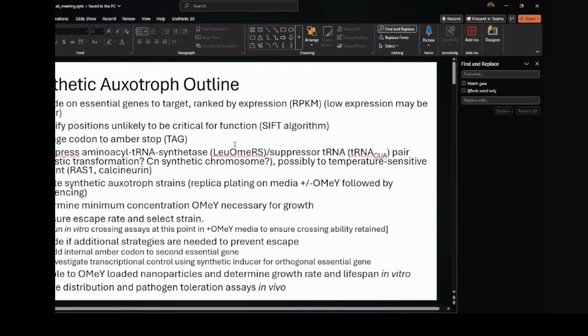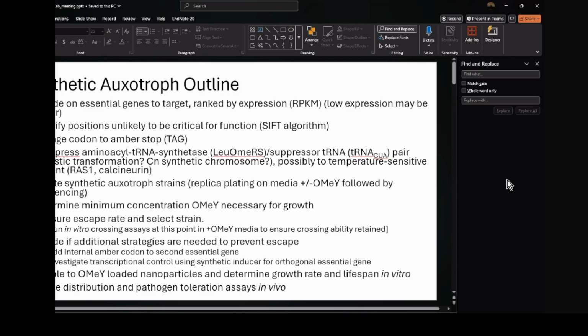And then of course, once the strain's ready, we'd hand it over and do the nanoparticle based assays that you do. So does that make sense? That's roughly how everything would fit together if we wanted to make the strain.